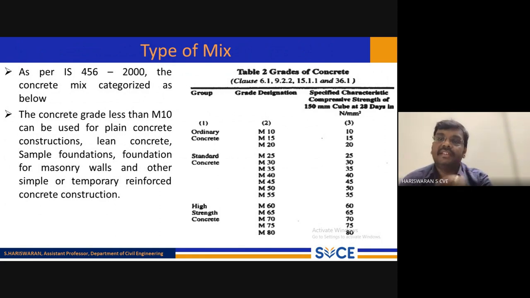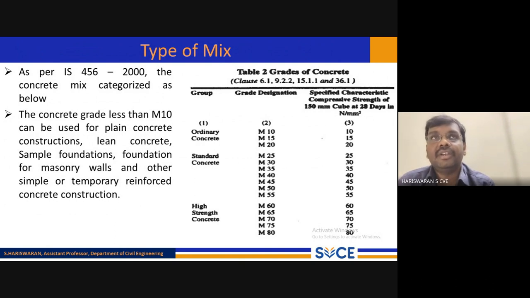So what does M represent, and what does 10 represent? M is nothing but mix. It is a symbolic representation of the grade of the concrete. Then 10, that two-digit value, indicates the characteristic compressive strength of a concrete cube of size 150 mm at 28 days. It is measured in terms of Newton per mm square.